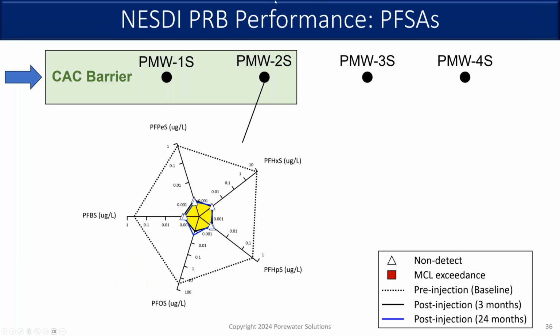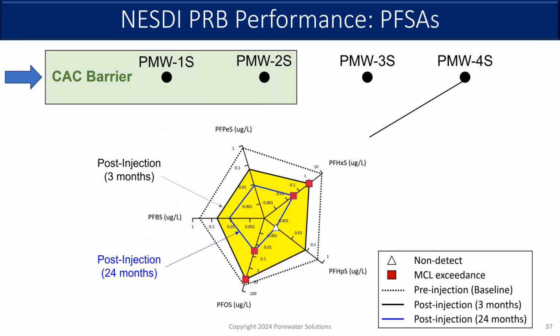But when you look at the further well in the barrier, a lot of triangles, meaning non-detects, which is great. That's what we expect to see. So you can definitely see, yeah, nothing's getting through the barrier after 2 years. Really effective at removing PFAS for this period.